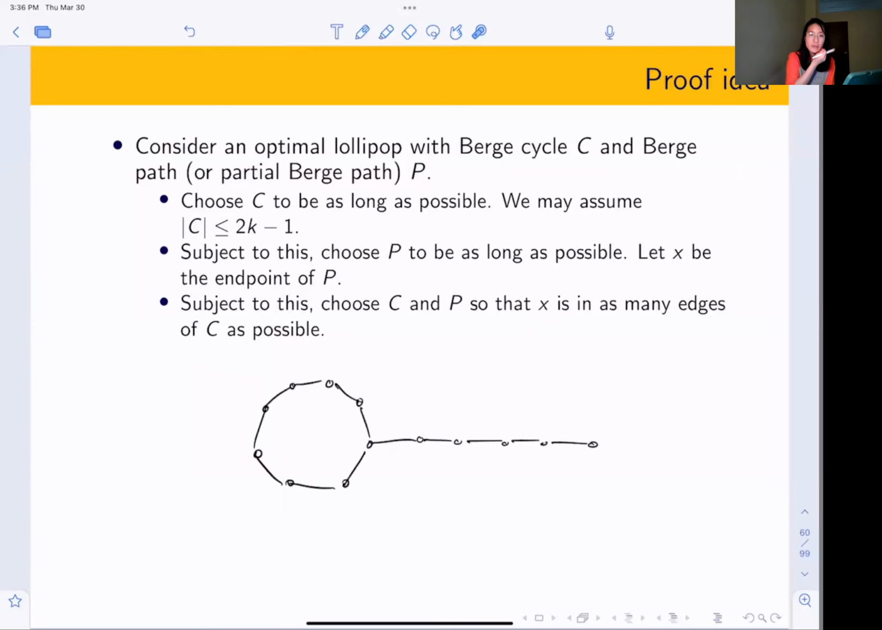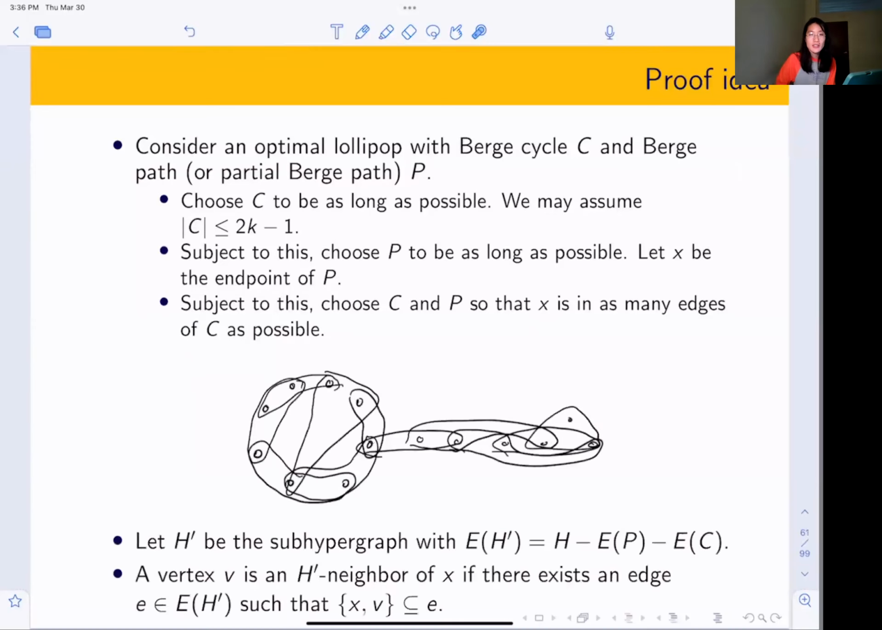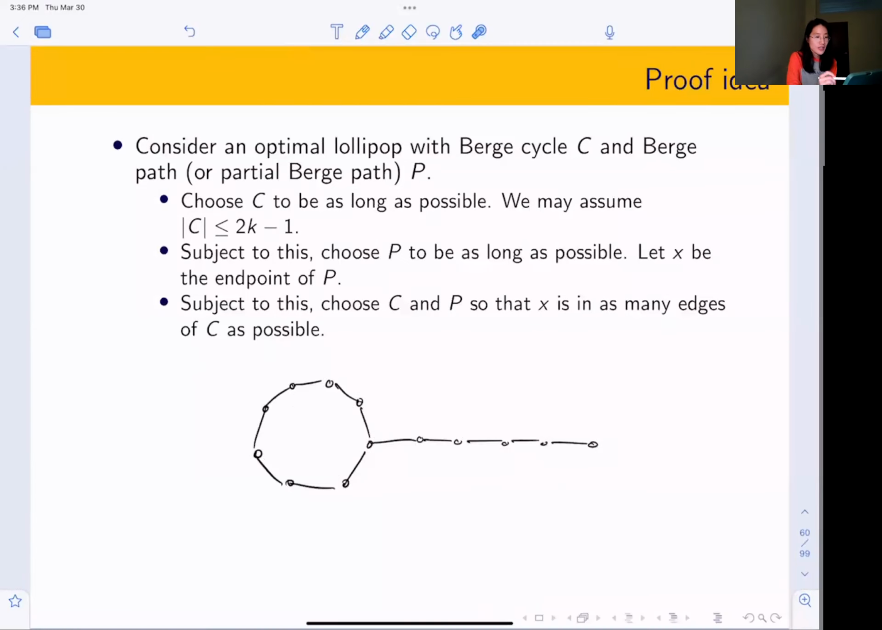Okay, so here's our lollipop, which in actuality looks something like this, but this is pretty messy. So in the next pictures, I'm just going to draw it like this, where here I can view this as like the projection of these edges. And I'm assuming that each of the edges in this picture are distinct edges, hyperedges.